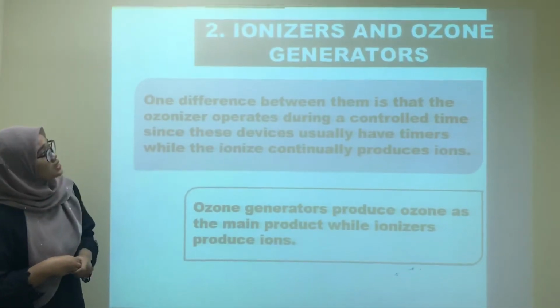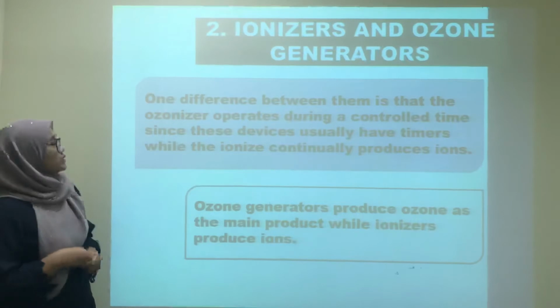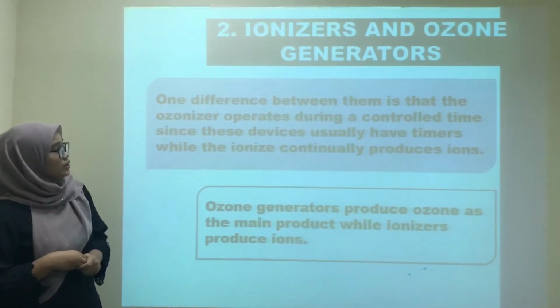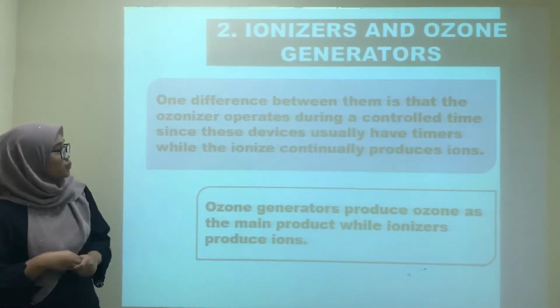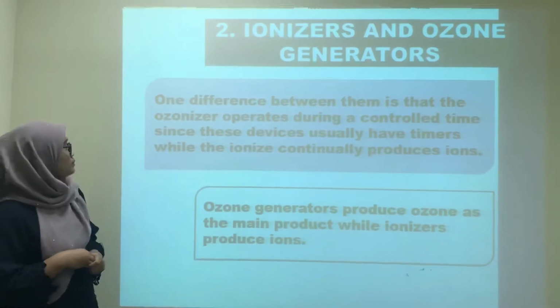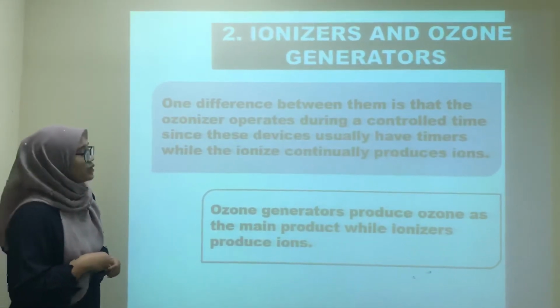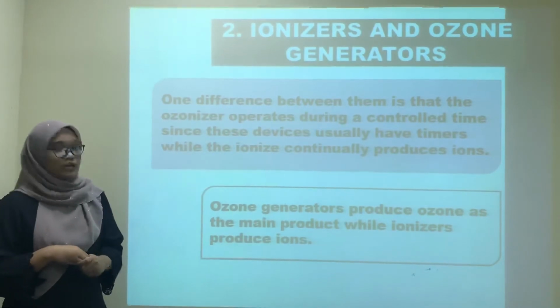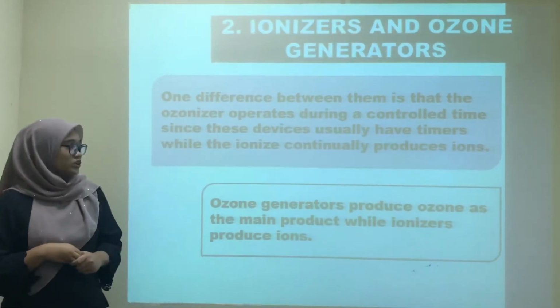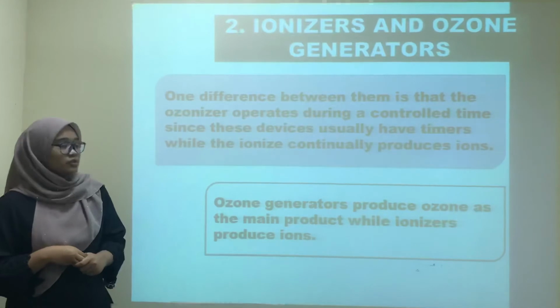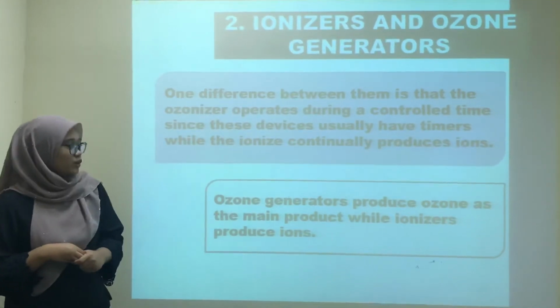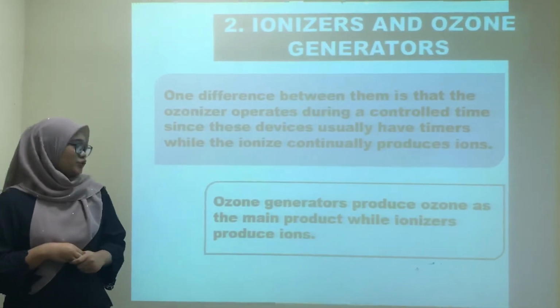Next, ionizer and ozone generators. One difference between them is that the ozone generator operates during a controlled time, since this device usually has a timer, while the ionizer continually produces ions. Ozone generators produce ozone as the main product while ionizers produce ions.